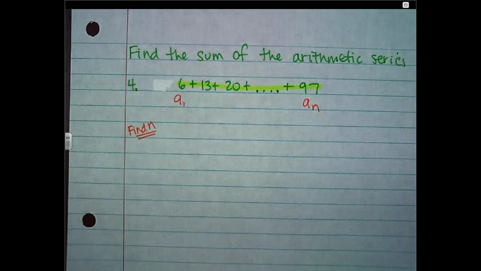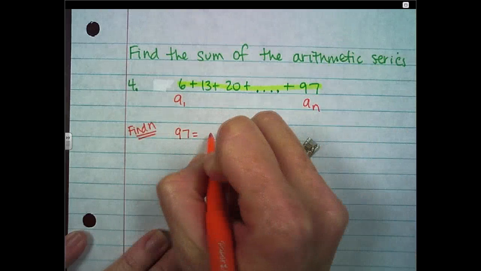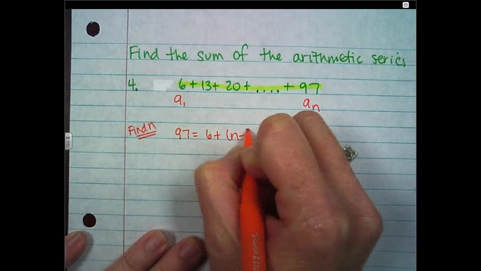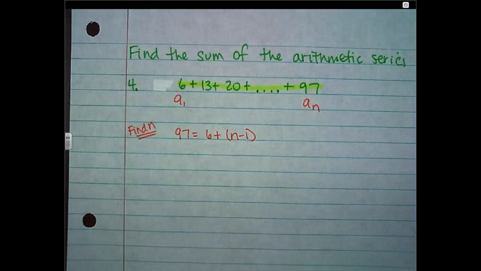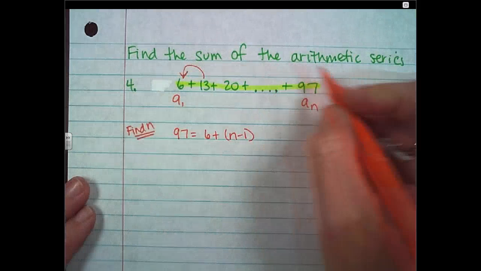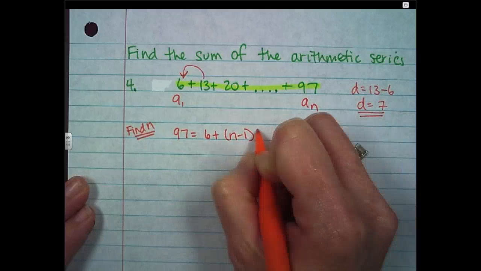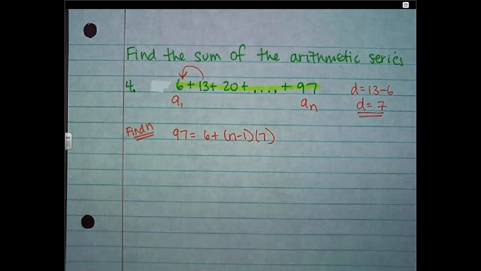And to find n, we have to use the a sub n formula. Okay, so the a sub n formula starts with 97. So 97 equals 6 plus n minus 1 times the common difference. We know it's arithmetic, so we know it's got a jump of a common difference. We're going to study geometric next, right? They're different. Arithmetic has a common jump of adding and subtracting. Okay, it tells us it's arithmetic, so we automatically know that. So to find it, you're going to take d equals 13 minus 6. So what's my common jump? 7. So times 7. So use your algebra skills and find n.